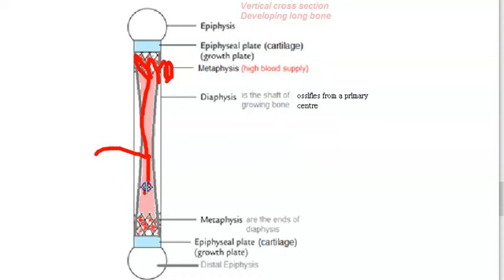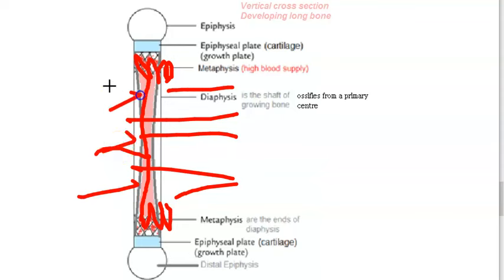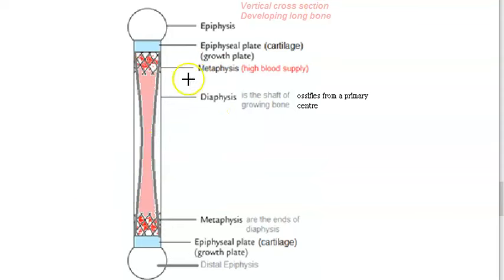That is where all the bacteria will go and sit. Okay, so this is how the bone gets its blood supply. There are also periosteal arteries. The bone is covered by what?